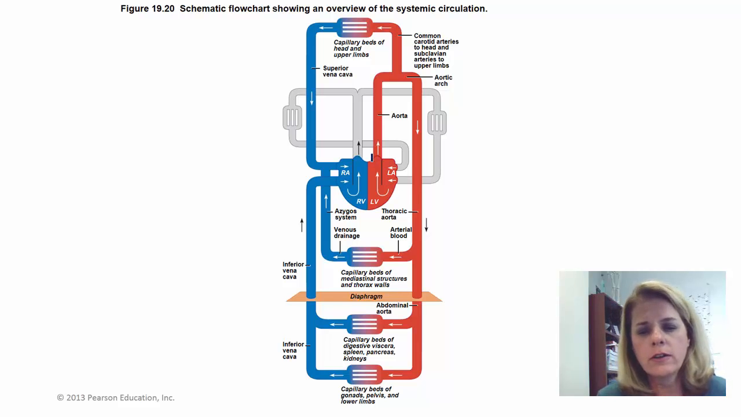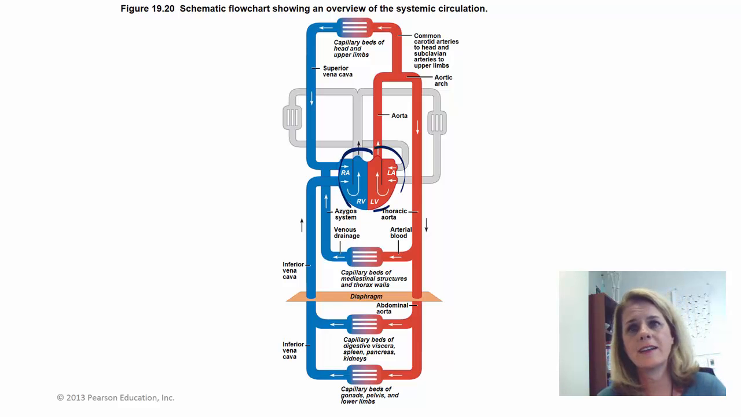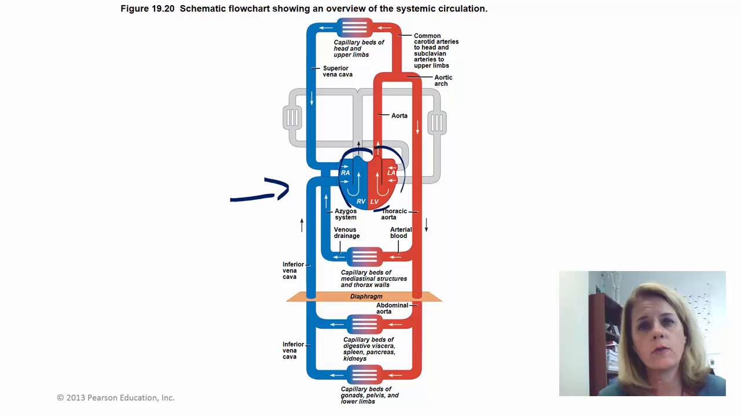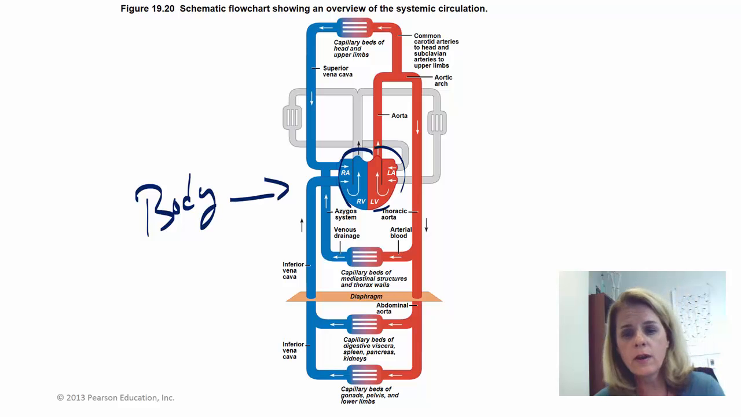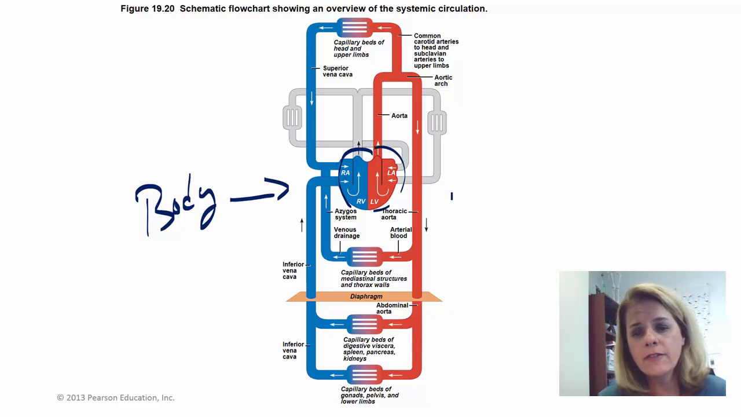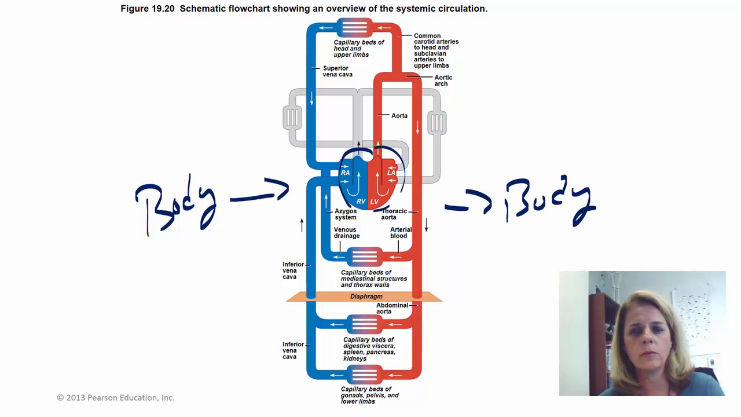So this is our heart here. I'm going to draw a little circle around the heart. It has a right side and a left side. We haven't really studied heart anatomy yet, but we will. Blood from the body enters the right side, and then it goes from the left side out to the body. That's how the blood works.